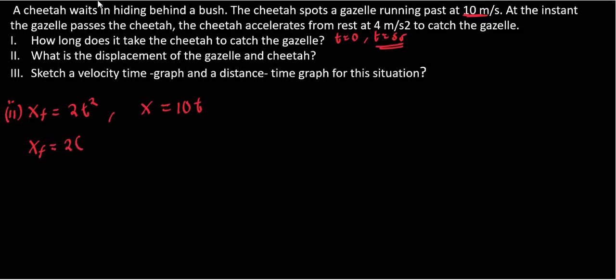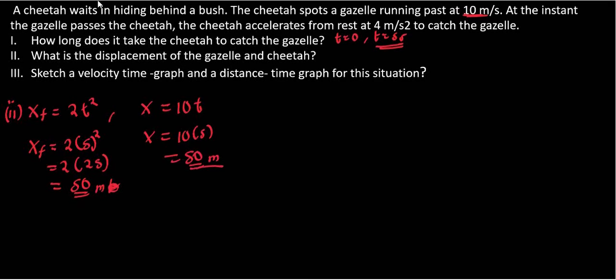What was the time that the cheetah managed to catch the gazelle? It was 5. So I'll put 5 there. It will be 2 times 5 squared. What will be the answer there? 25 times 2, which is 50 meters. Right? That's all. Even if I use the gazelle's equation, it will give me the same answer. So it's up to you if you want to use both of them or just use one.